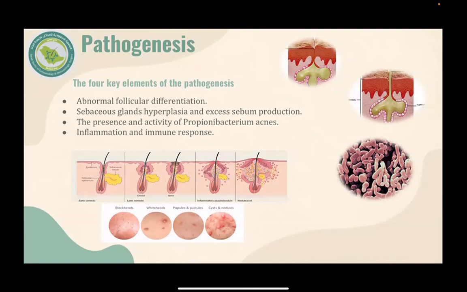Inflammation and immune responses. Inflammation occurs as a result of bacterial overgrowth. This can lead to the rupture of the follicle and the formation of a red tender pimple, as we can see in this figure. These mechanisms will lead to the formation of blackheads and whiteheads in mild acne, then papules and pustules in moderate acne, cysts and nodules in severe acne.